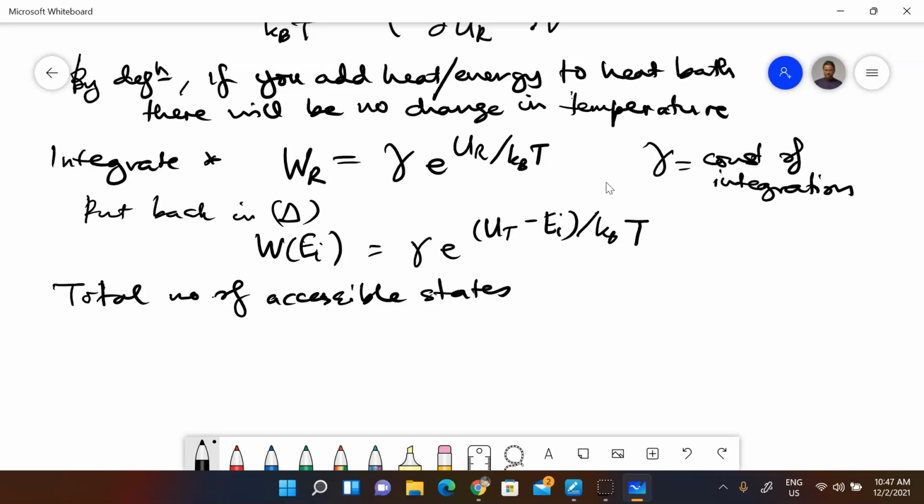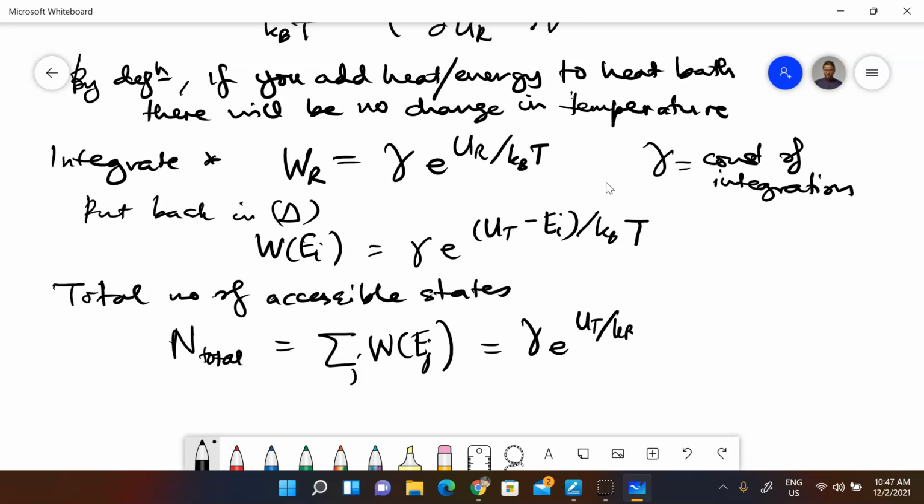forgive my handwriting, then you sum over all possible states E_i, and the total will be the sum over all possible E_i. And if you do that, this gives you gamma e^(E/k_BT), and this will be a common factor out, and then the sum over j of e^(-E_j/k_BT).